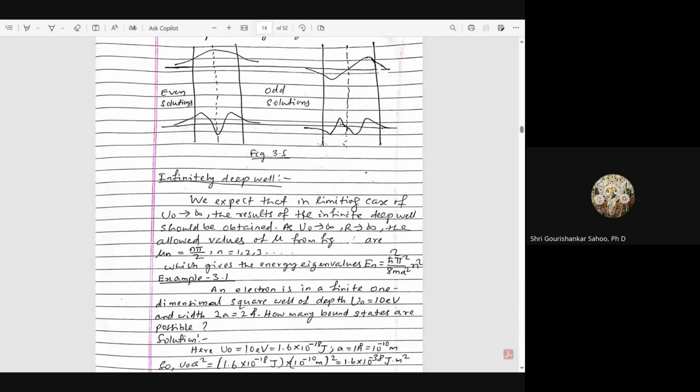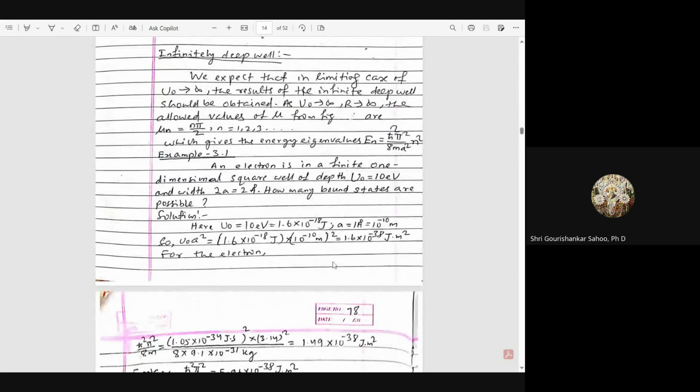Okay. Then there are some worked out examples. You can go through them.